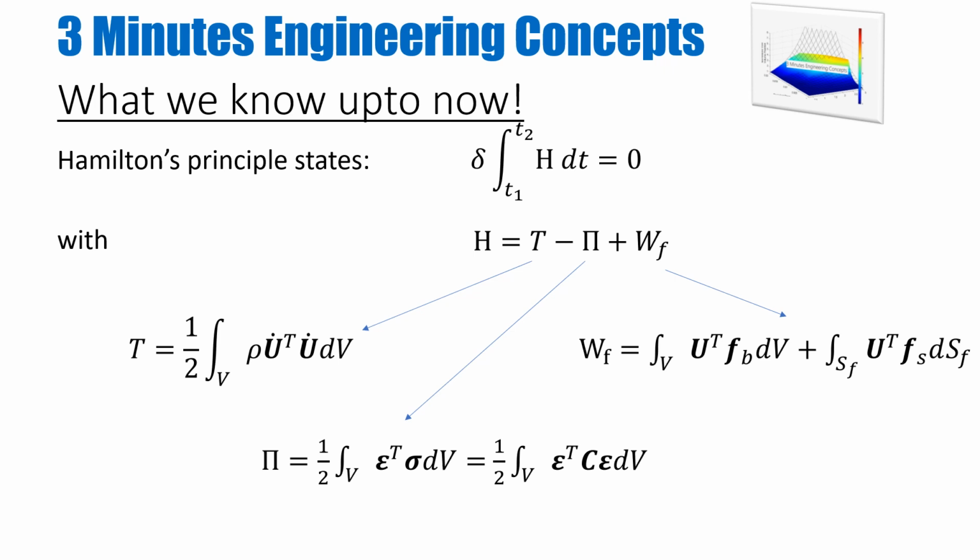In this case, Hamilton's principle in its integral form is given on this slide, where H is the Hamilton's function. And if you look closely, the Hamilton's function is related to kinetic energy T, potential energy Pi, which is strain energy in our case, and also the work done by these forces. The integral forms of the kinetic energy, potential energy, and work done by different external forces were discussed in the last video, and their relationships in integral form are given by these three relationships at the bottom of the slide.